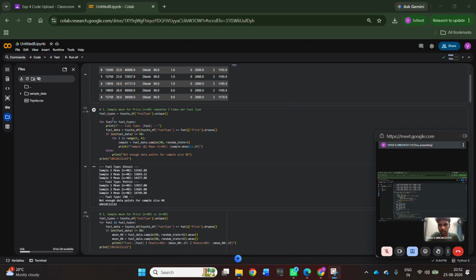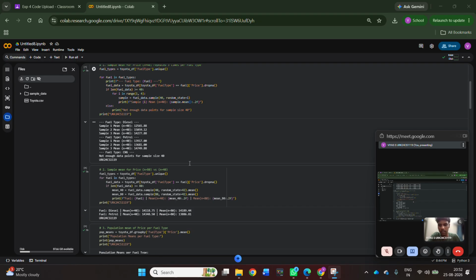This is about the sample mean for price, n equal to 40, repeated three times per fuel type. Here, the sample size n is equal to 40. Fuel type is used to separate petrol, diesel, etc. In this fuel experiment, a sample randomly selects 40 prices, and the mean calculates the average price of the selected sample. The important keywords I have used here are sample, mean, fuel type, price, n equal to 40, and random state. And this is my output.